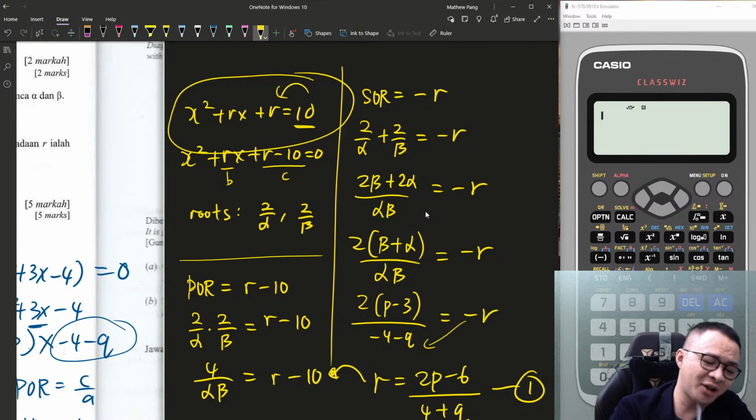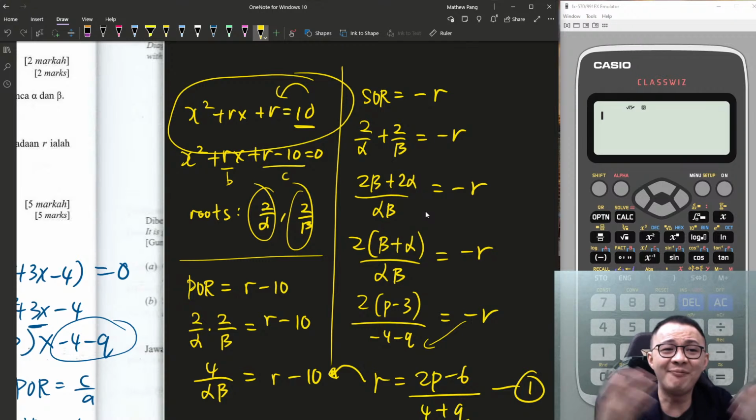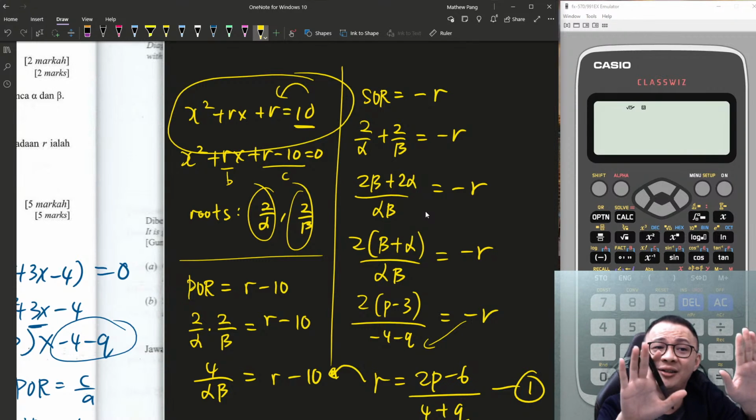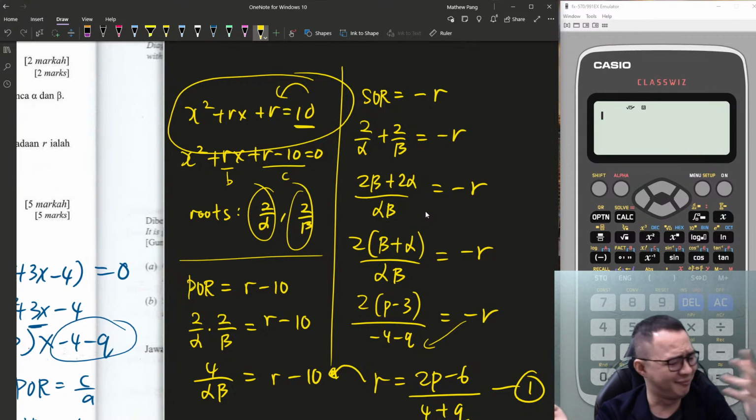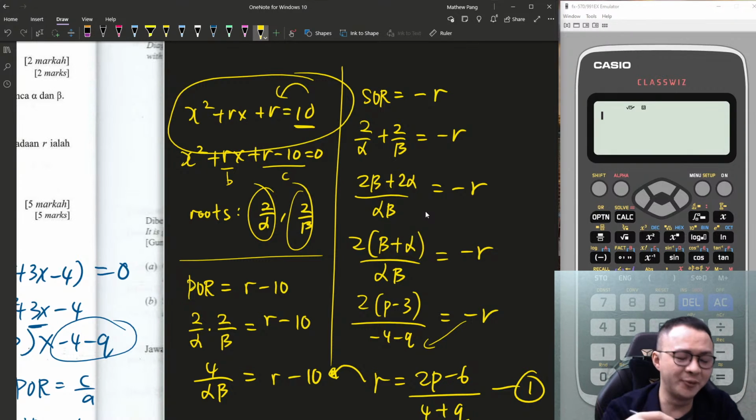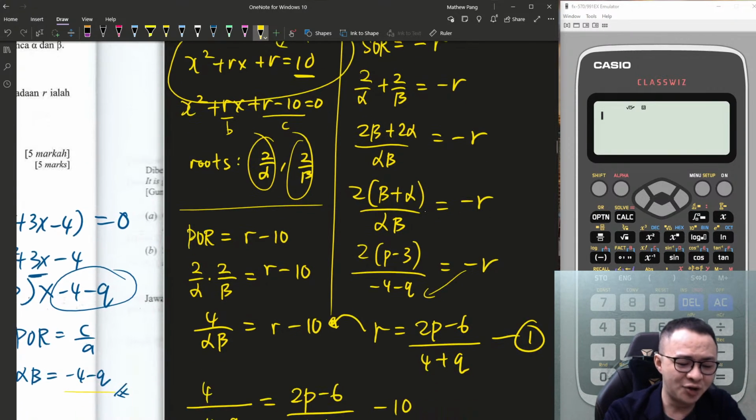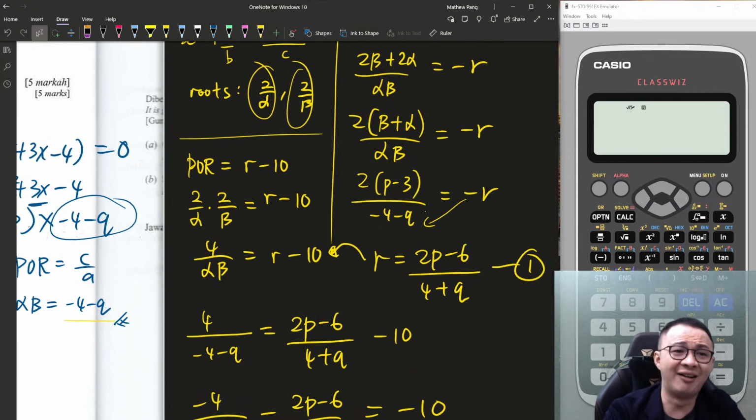Yes. The question tells you your roots are 2 over alpha and 2 over beta. So sum means both of these roots add together, you will get negative b over a. Then product of roots means these roots multiply each other, then you will get c over a. Then by solving that, you should know both of your equations have an r.